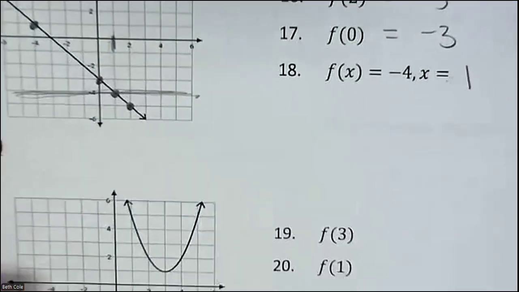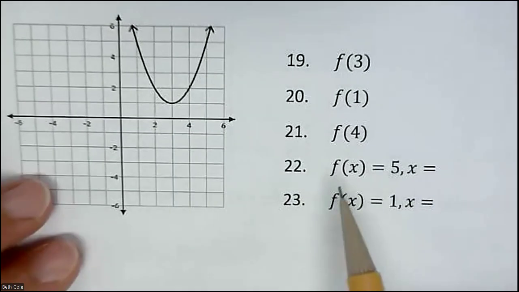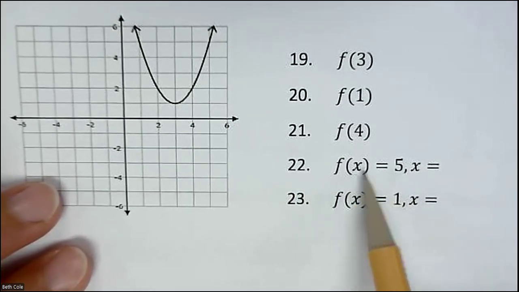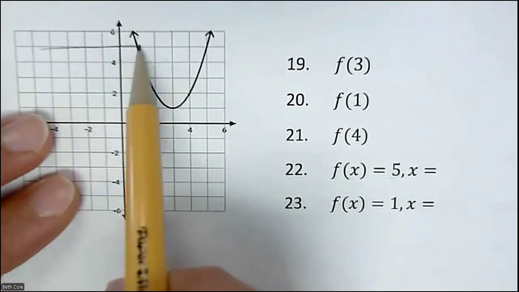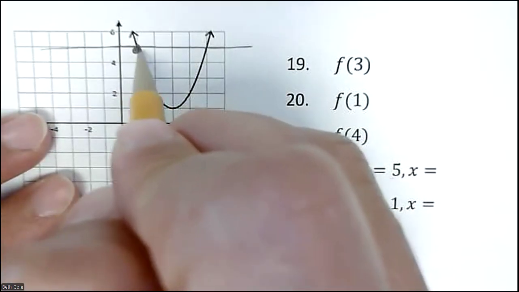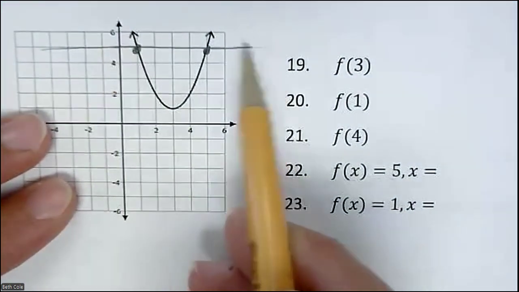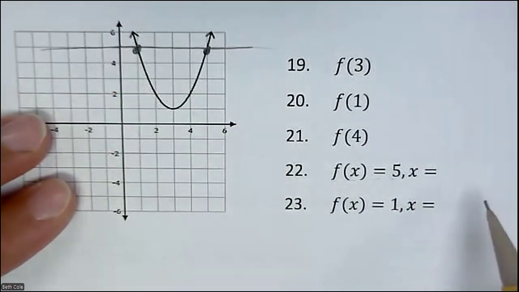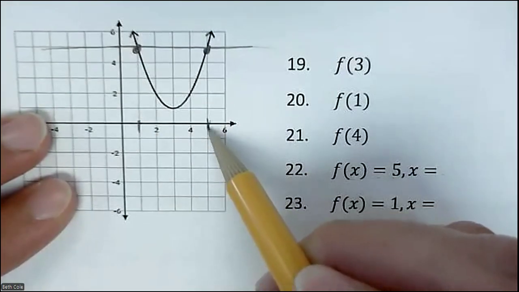Let me come down here and we'll do one of these. Let's do 22. Again, we don't need to do every single problem on here, but do you see how this says f of x equals 5? What I'm going to do is draw a line at 5. Now there's actually 2 answers for this one. If I draw a line at 5, where does that hit the x-axis? It's asking for x. 1, good, and 5.